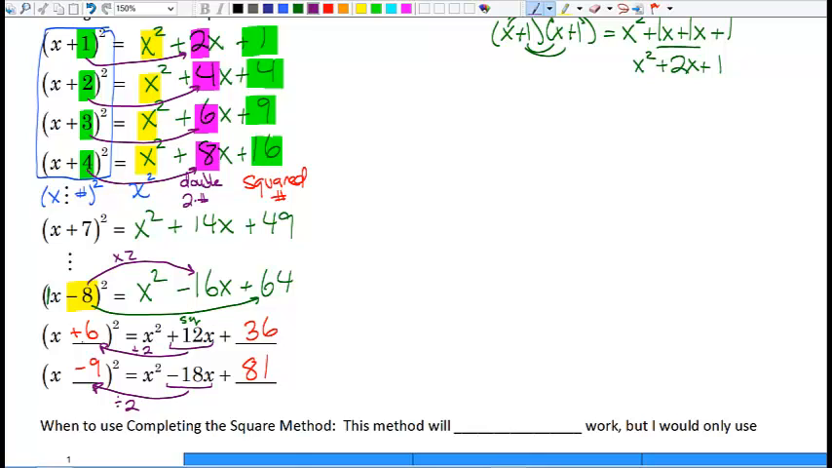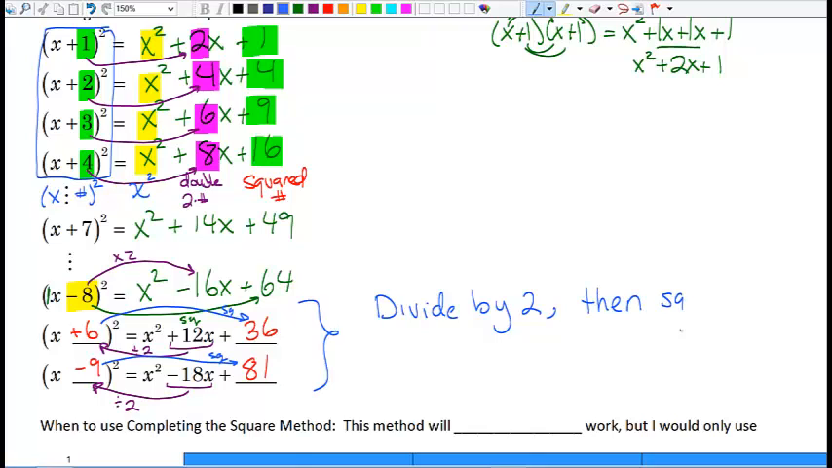squared. In order to get this last number, you took your number that you got inside the binomial squared and you squared it. So 6 squared is 36, negative 9 squared is 81. So to do these two, the rule was you would take your middle term and you would divide that middle term by 2 to get the number inside of the binomial, and then you would square to get your last one. Divide by 2 and square.